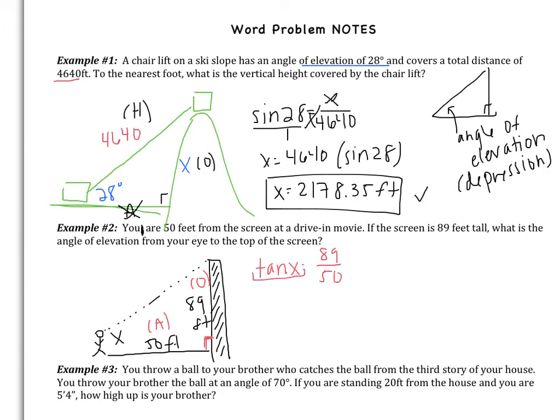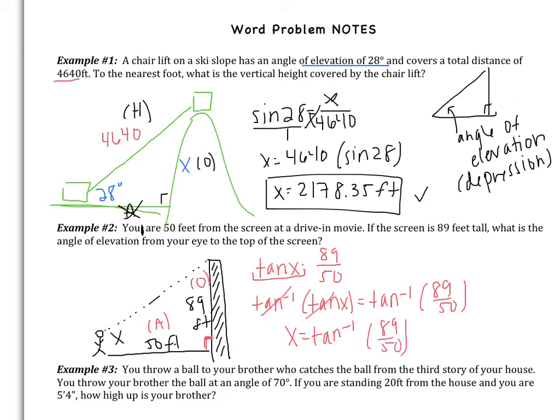Now remember that tangent and x are in a very happy marriage. You can't just divide by tangent. You can't just kick tangent out of the marriage. You got to break them up. To do that, we have to use the inverse. So I'm going to take the inverse tangent on the left side and the inverse tangent on the right side. On the left side, that serves to just cancel out my tangents. So I have x equals the inverse tangent of 89 over 50. When I put that in my calculator, I get 60.67 degrees.